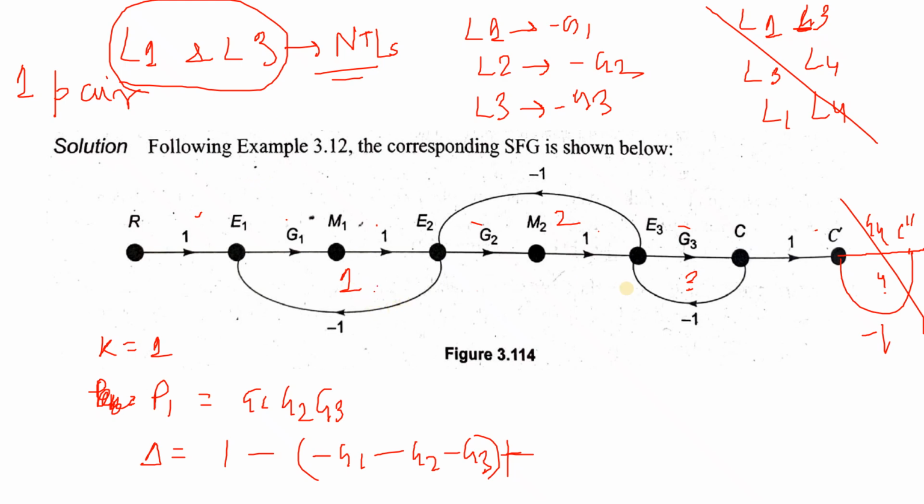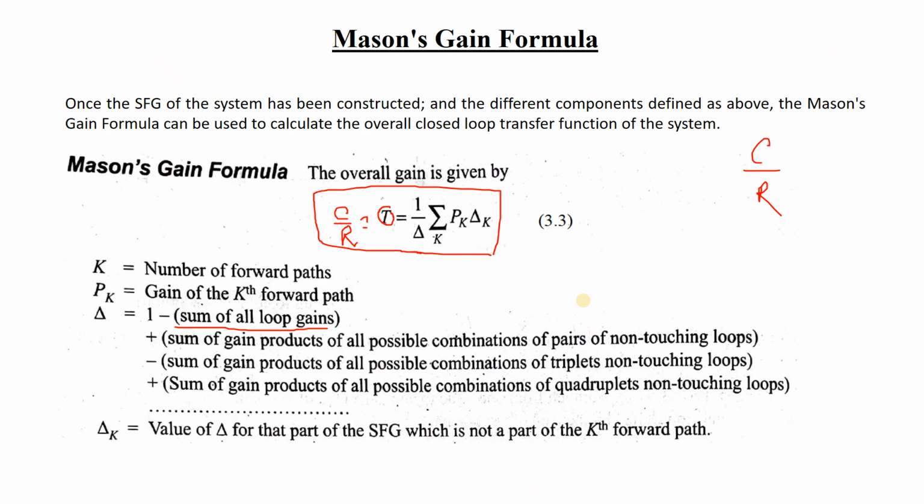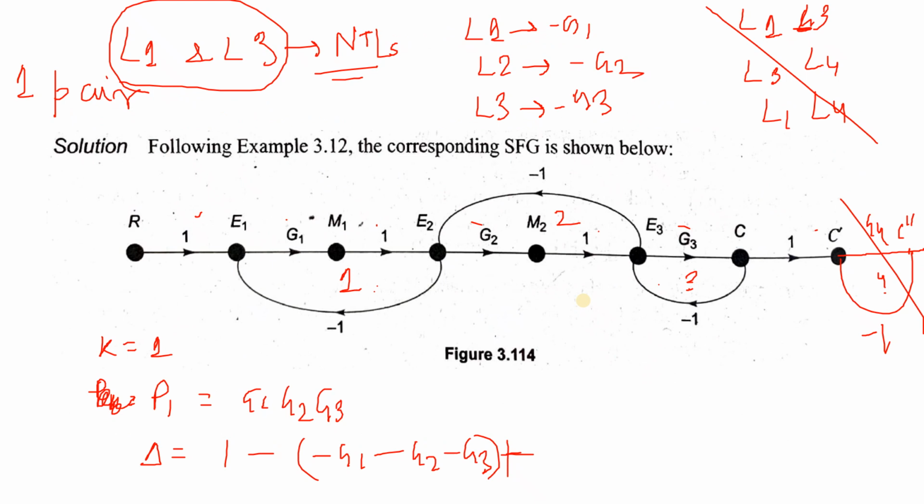सर नॉन टचिंग लूप सर एक होगा ना सर? नहीं, दो नॉन टचिंग होगा ना, L1 और L3. हाँ, मतलब दो नॉन टचिंग लूप है, मतलब पेयर एक ही है, एक ही पेयर है. नॉन टचिंग लूप का पेयर एक है.